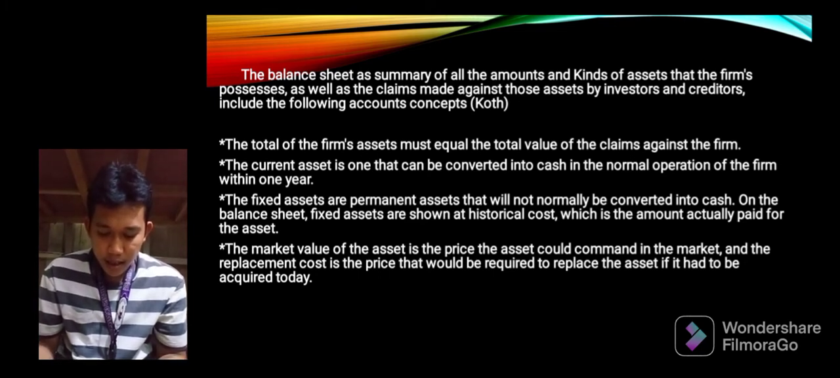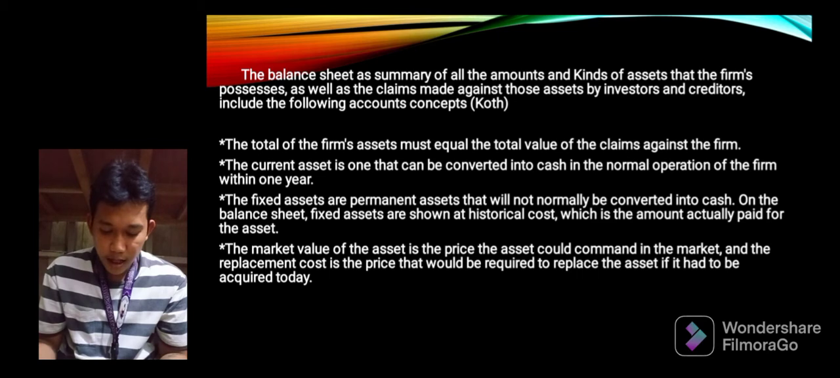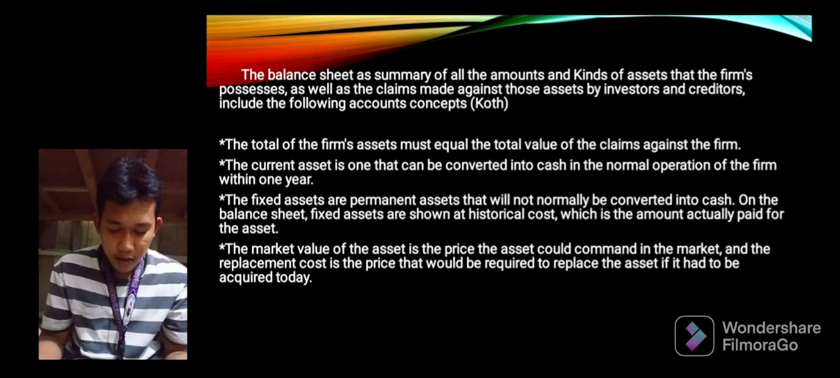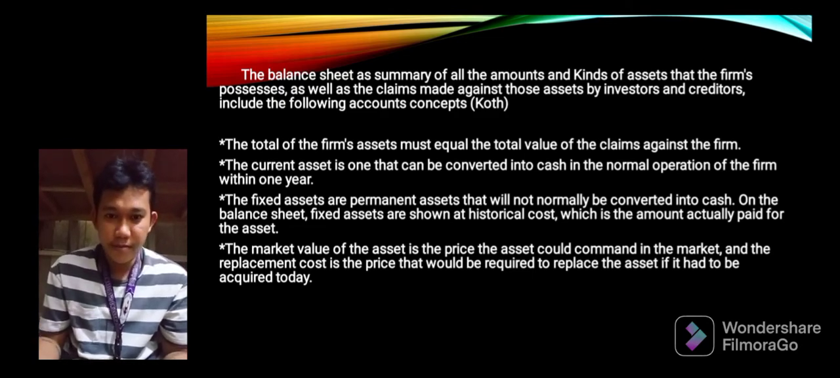A current asset is one that is converted into cash in the normal operation of the firm within one year. A fixed asset is a permanent asset that will not normally be converted to cash. On the balance sheet, fixed assets are shown at historical cost, which is the amount actually paid for the asset. The market value of the asset is the price the asset can command in the market, and the replacement cost is the price that would be required to replace the asset if it had been acquired today.